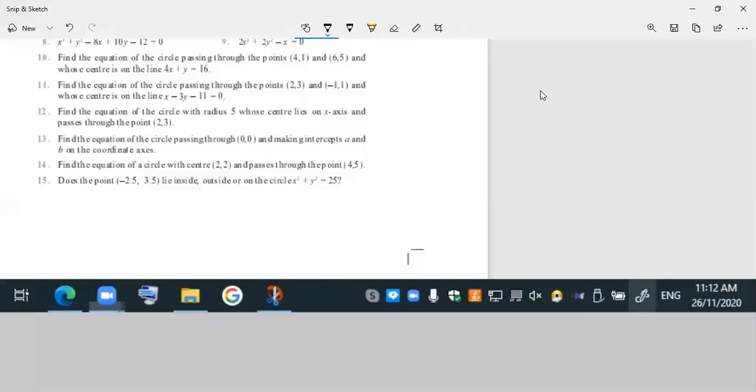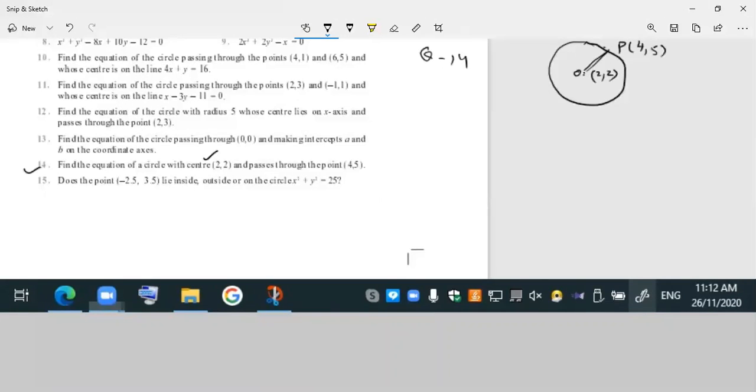Okay, so the last question, question 14. Find the equation of the circle with center (2, 2) passing through the point P, whose coordinates are (4, 5). This is a very easy question where the center is given. As we have done before, OP is the radius.